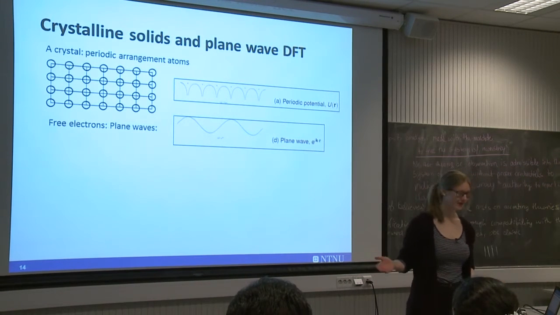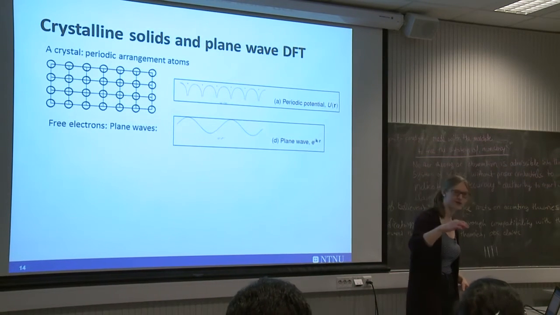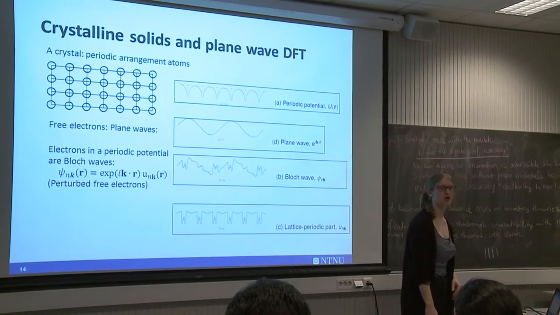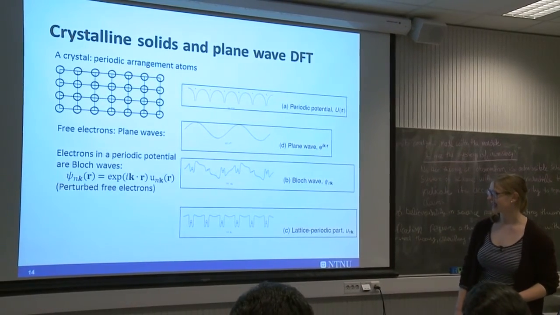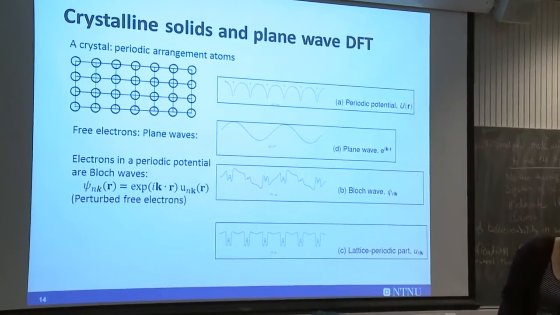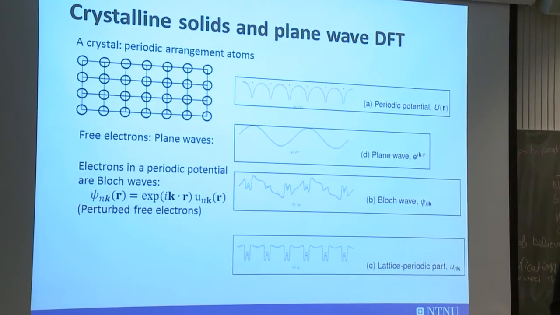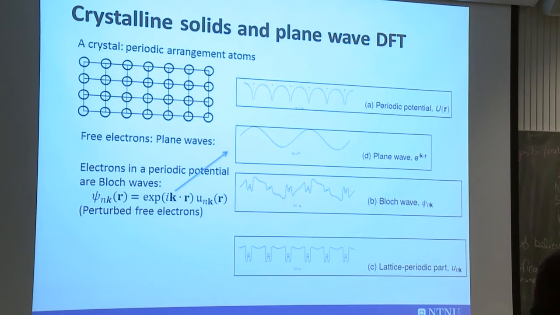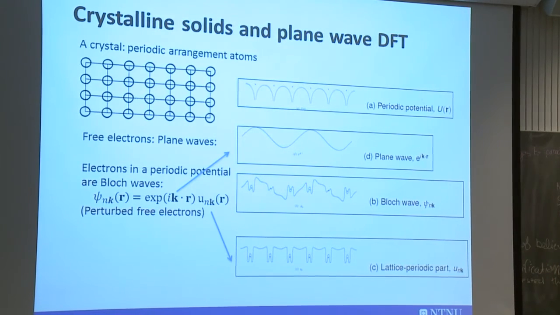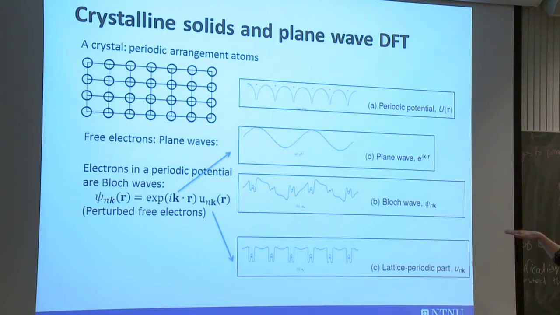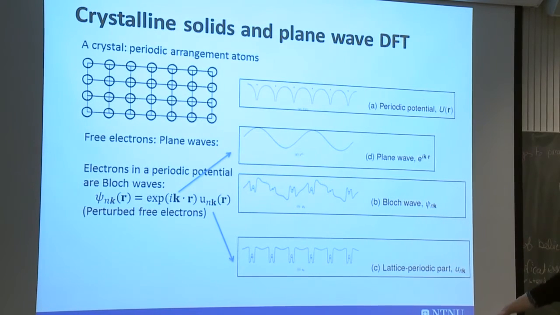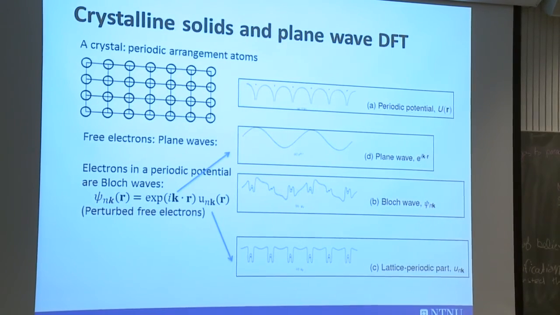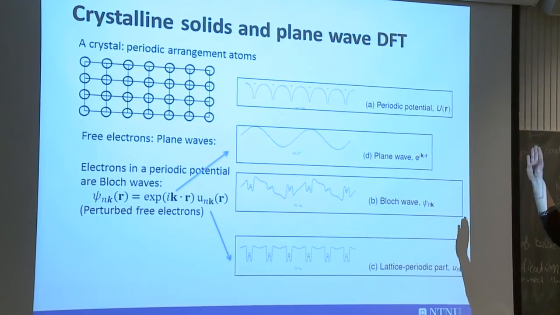This looks like this. But what happens if you put an electron in a crystal? How would the wave function look like? And this guy Bloch found out some nice things. The result is Bloch waves. So you have the still plane wave, and it's just modulated by some potential, which is also periodic with the lattice. So it's basically just perturbed free electrons. That's your answer. And here is where plane wave DFT comes into the discussion.